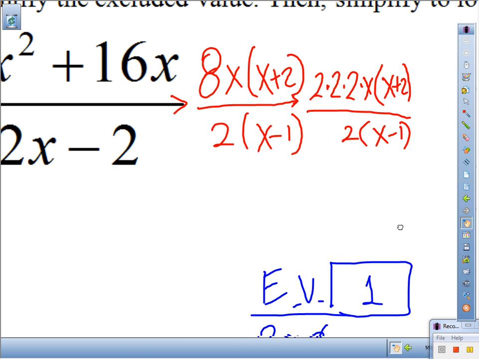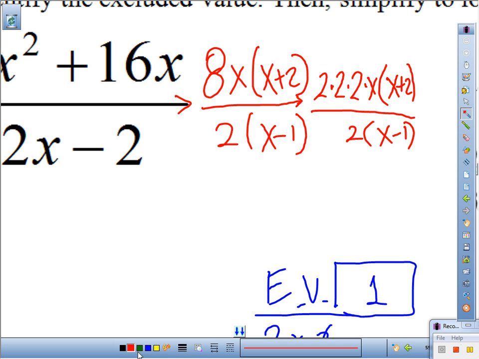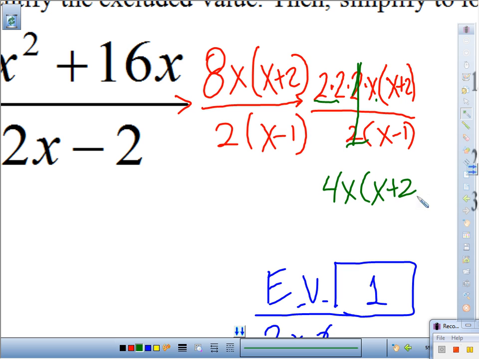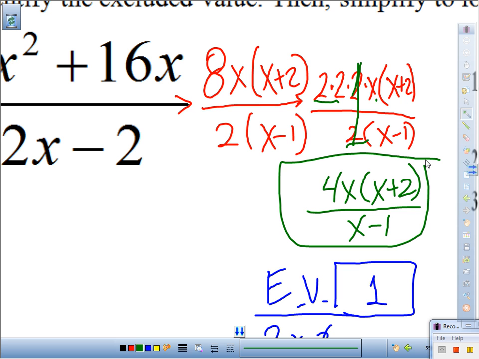Okay. So far so good? Identify the giant 1s, if there are any. Yes, 2 over 2. And are there any others? No. So that leaves us with, what is 2 times 2, times x? 4x. Bring down the x plus 2. How about the denominator? All we have is x minus 1. There you go.